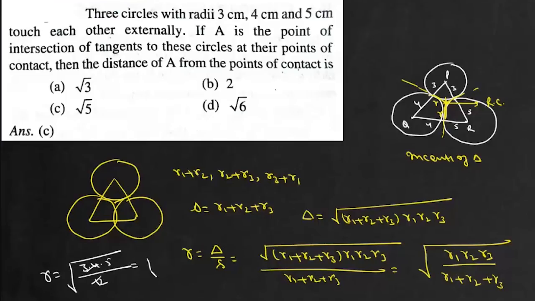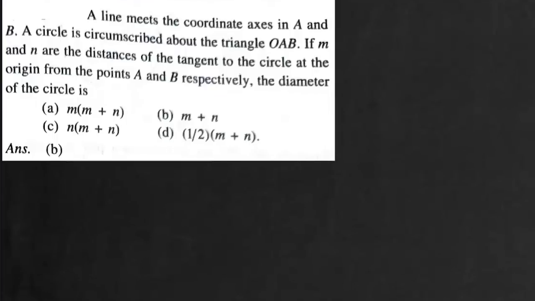So the value of r is under root 5, and that's your option C. Now here the question is, a line meets the coordinate axes in A and B. A circle is circumscribed about this triangle OAB. If M and N are the distances of the tangents to the circle at the origin from the points A and B respectively, then the diameter of the circle is?